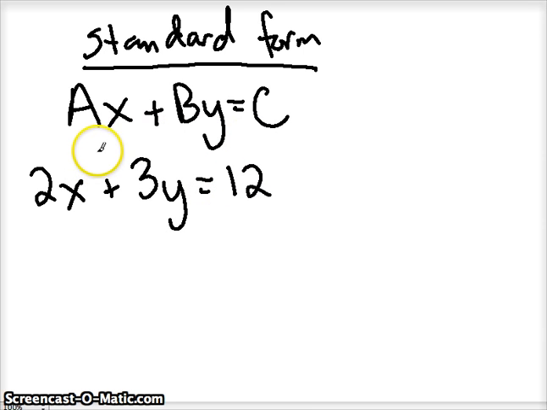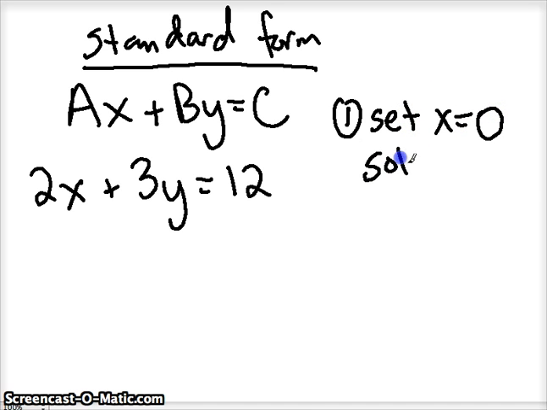Now this is the easiest way to graph equations. As long as you know what an x-intercept is and a y-intercept is, you can graph an equation in this form pretty easily. First step is to set or substitute, say that x equals 0, and solve for y.